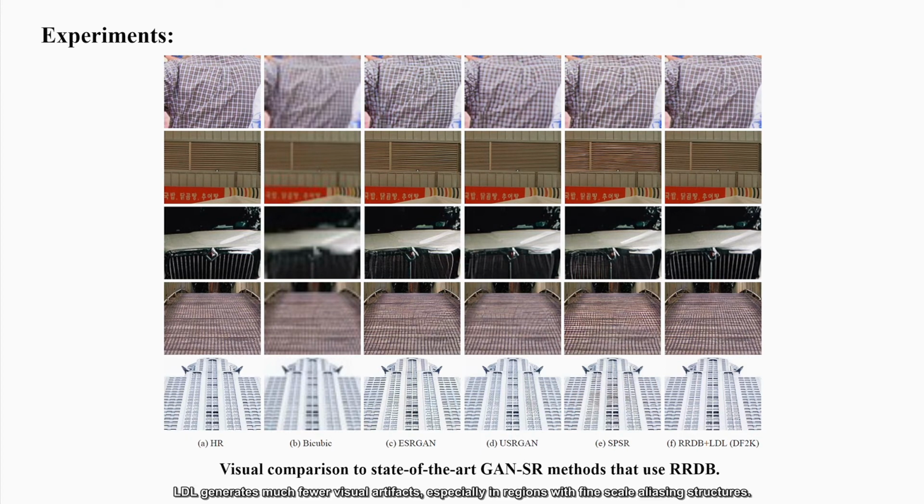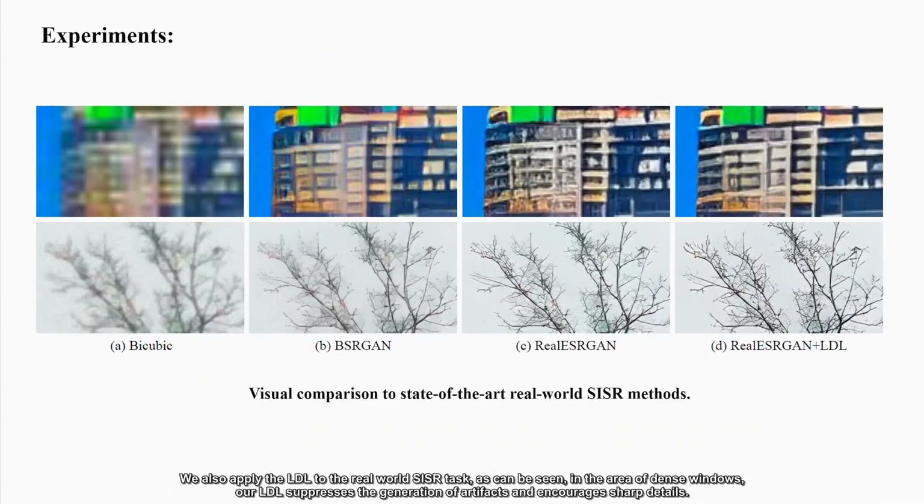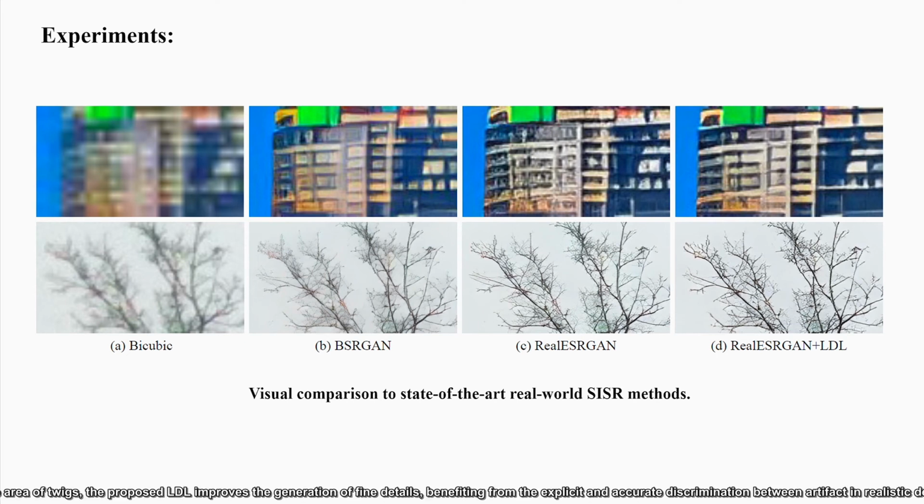LDL generates much fewer visual artifacts, especially in regions with fine-scale aliasing structures. In addition, by regularizing the adversarial training process, LDL is able to reconstruct more details with high fidelity, such as the areas with regular patterns. We also apply the LDL to the real-world SISR task. As can be seen in the area of dense windows, our LDL suppresses the generation of artifacts and encourages sharp details. In the area of twigs, the proposed LDL improves the generation of fine details, benefiting from the explicit and accurate discrimination between artifacts and realistic details.